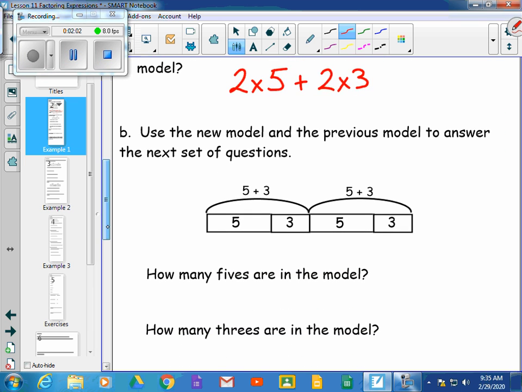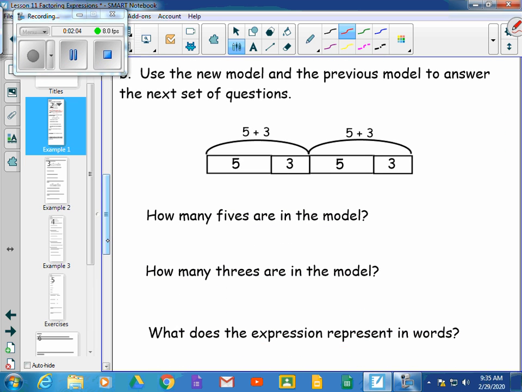Now the next model in part B is a little different. The order is a little different if you look carefully. Again, it asks how many 5s are in the model. And again, I see 2 of them. It next wants to know how many 3s are in the model. And again, I see 2 of them.